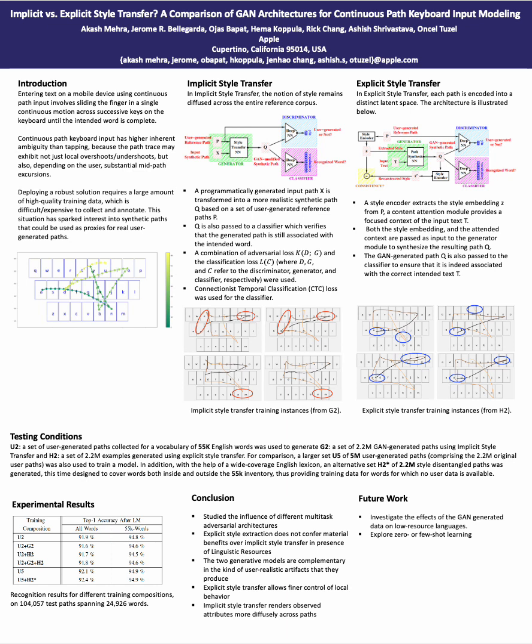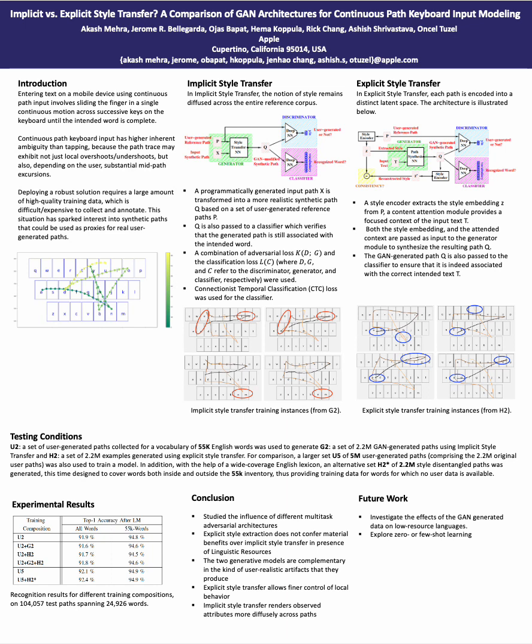Both the style embedding and the attended context are passed as an input to the generator to synthesize the resulting path Q. The GAN-generated path Q is also passed to a classifier to ensure that it indeed is associated with the correct intended text. Let's talk about some testing conditions.